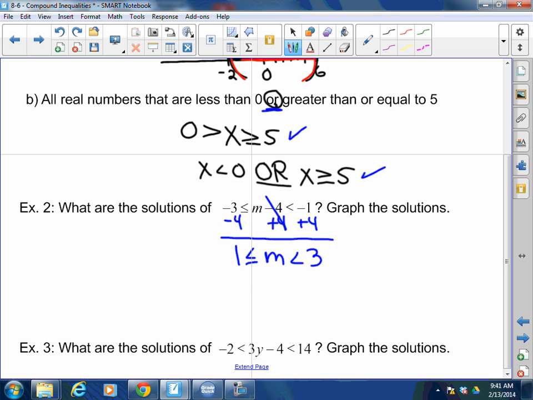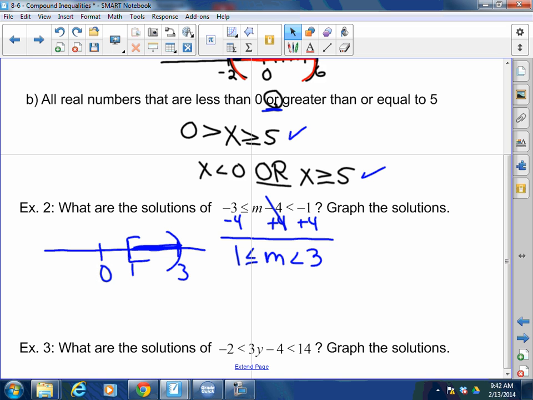I'm done. Here's my 0. Always put your 0. 1, 3. M is greater than or equal to 1, but less than 3. Have a good day. Bam. Does that make sense, my friends? Sure, thank you.